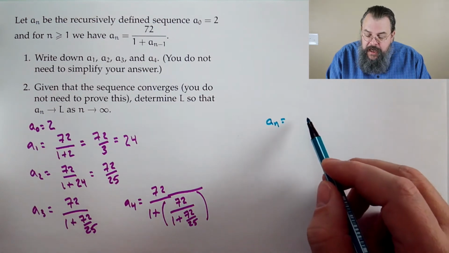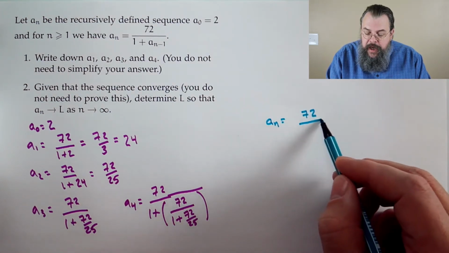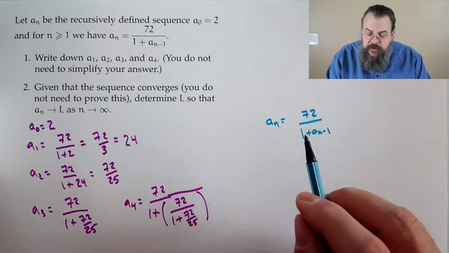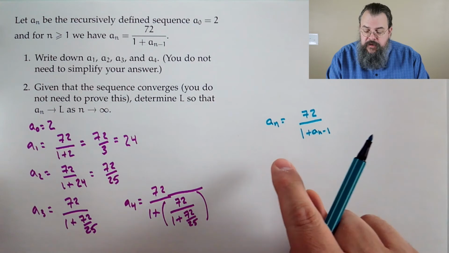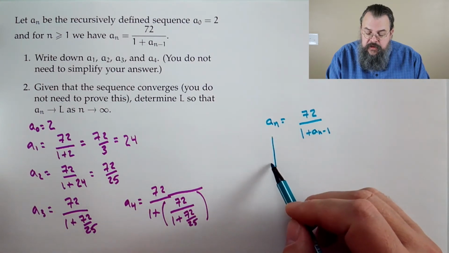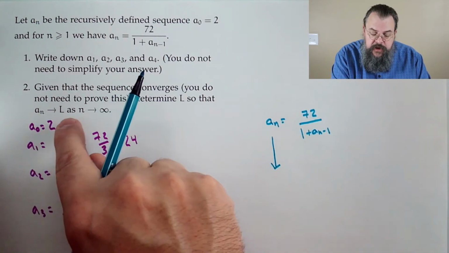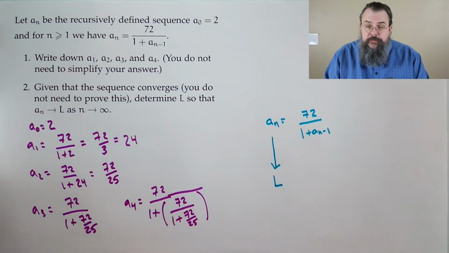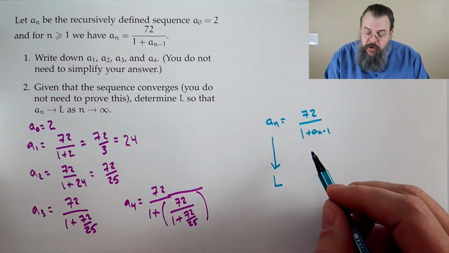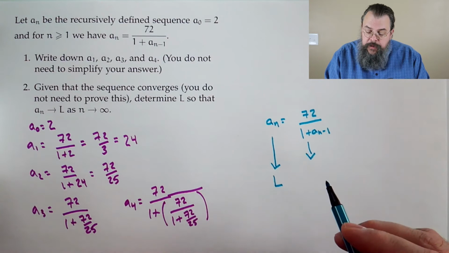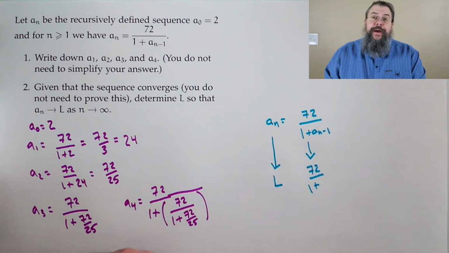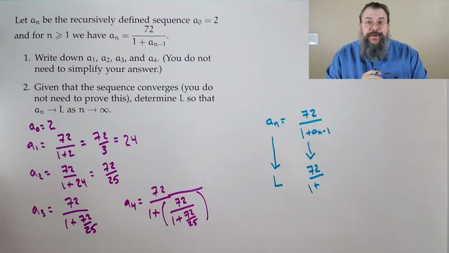But what we can do is say, all right, what would have to be true? What would have to be true is we say, as n gets large, what happens to the two sides? Well, the left-hand side, we know that a_n is going to L. So there we go. What about the right-hand side? Well, what do we have? It's going to 72 over 1 plus. Now, what does a_{n-1} do?